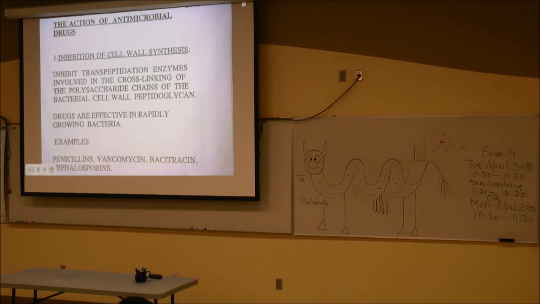Inhibition of cell wall synthesis. Those antibiotics that interfere with cell wall synthesis, what do they do? They inhibit transpeptidation enzymes involved in the cross-linking of the polysaccharide chains of the bacterial cell wall peptidoglycan. Got it? Good.